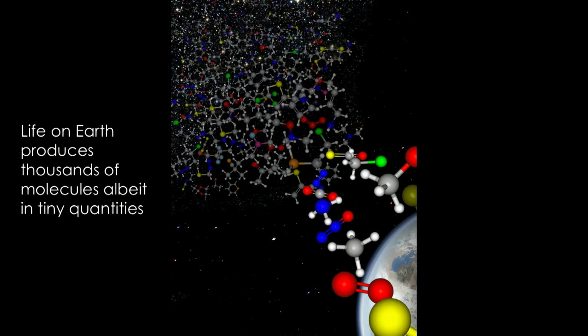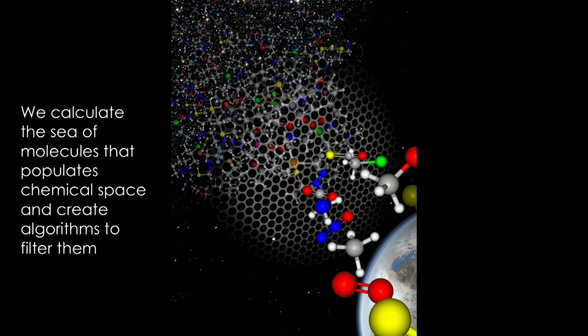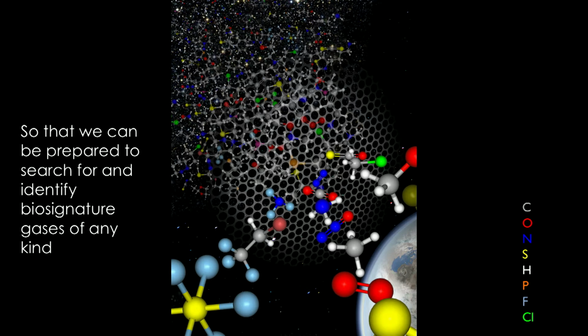It turns out that life on Earth produces thousands of molecules. And in my team, we actually have calculated literally every molecule that should be in gas form at Earth's temperature and pressure for CNOPSH. And we have our own algorithms to filter them, so we can try to sort through any biosignature gases. And here's a final stream of gases that are never made by life on Earth.